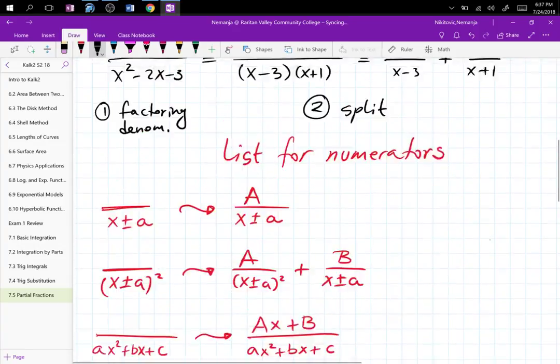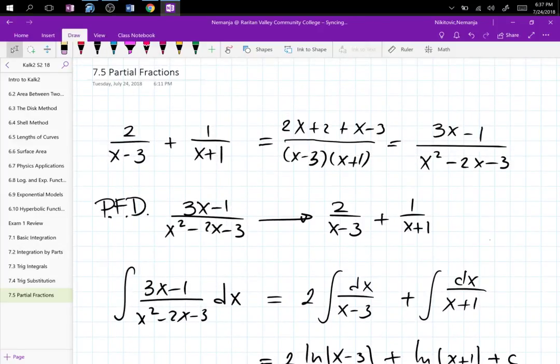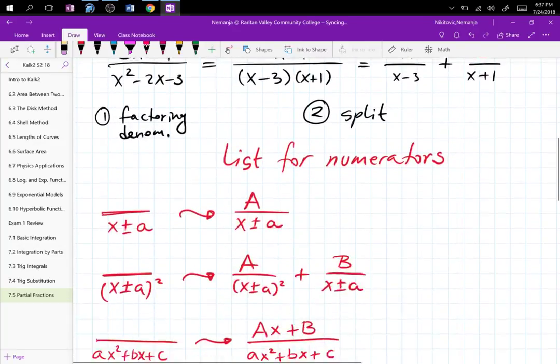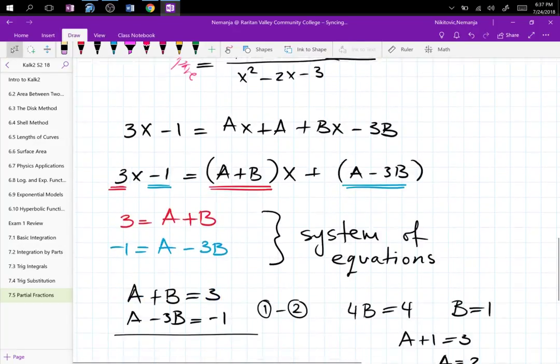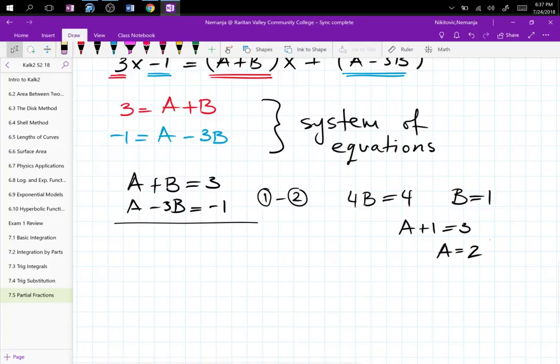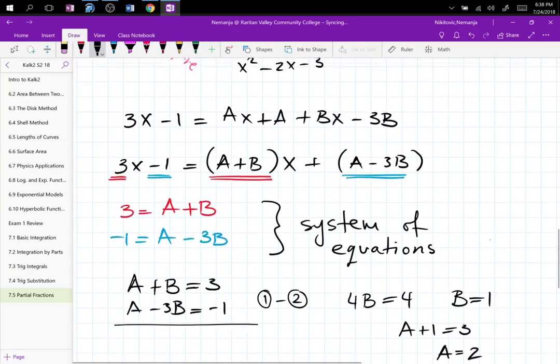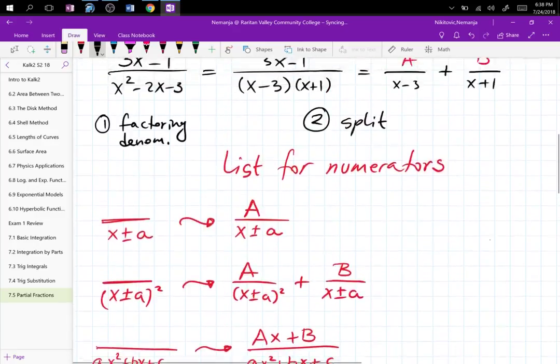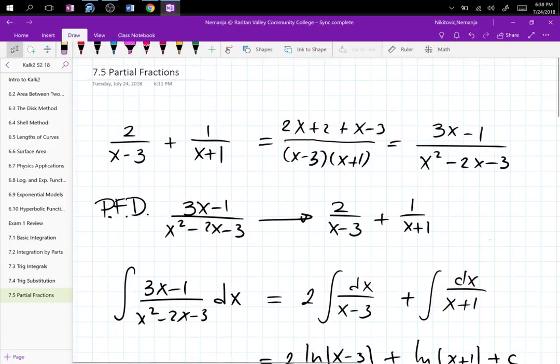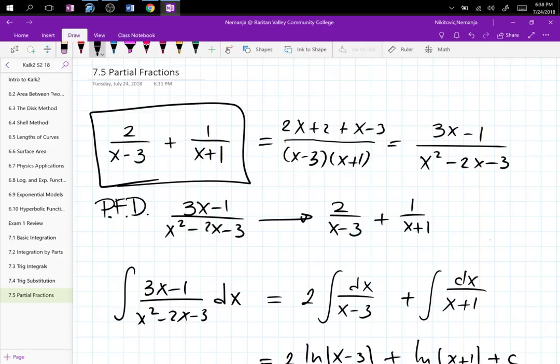Didn't we have 2 and 1 to begin with? Oh yeah, we did have 2 and 1 to begin with as our a and b. So now you plug those in where they belong. So a is 2 over x minus 3 plus 1 over x plus 1. And that's exactly what we were looking for. See that? There they are, right there.